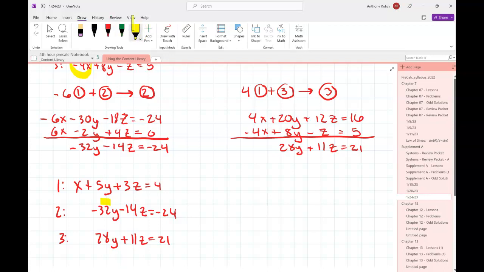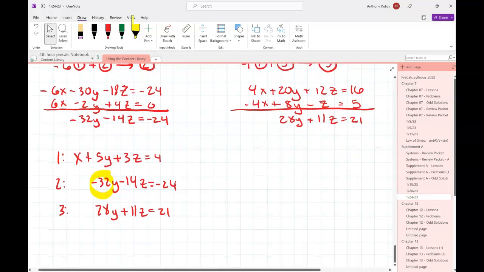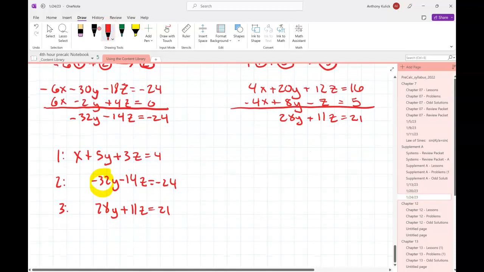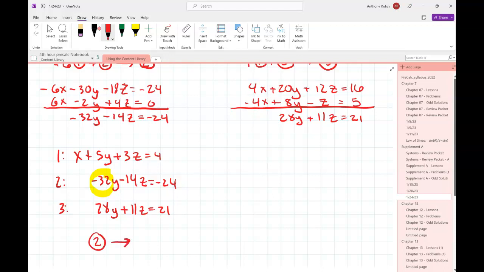Okay, next up I need to make the coefficient for y equal to 1. It doesn't really matter whether I do that to equation 2 or equation 3, but neither of them are 1 already, so it doesn't really matter which one I choose. I'm just going to do it to equation 2. What do I have to multiply equation 2 by so that its coefficient goes from negative 32 to 1? How about just negative 1 over 32, right?